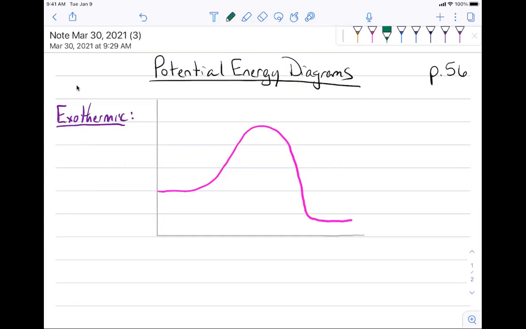So this part that I picked, this is the potential energy, because this is potential energy on the y-axis. This is the reactants, potential energy here. Products, potential energy here.